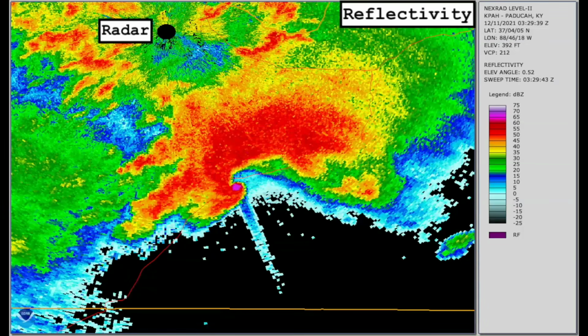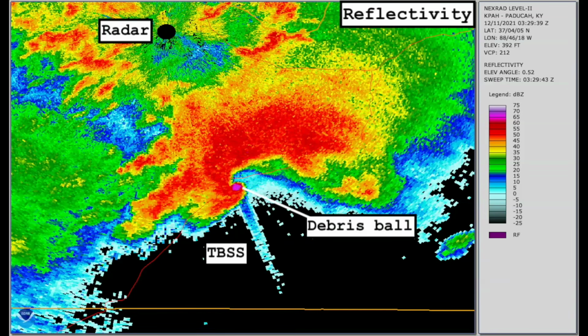On rare occasion, damaging tornadoes can produce a three-body scatter spike as the radar beam deflects off of heavy lofted debris. In these cases, the three-body scatter spike will emanate from the debris ball at the tip of the hook echo in reflectivity.